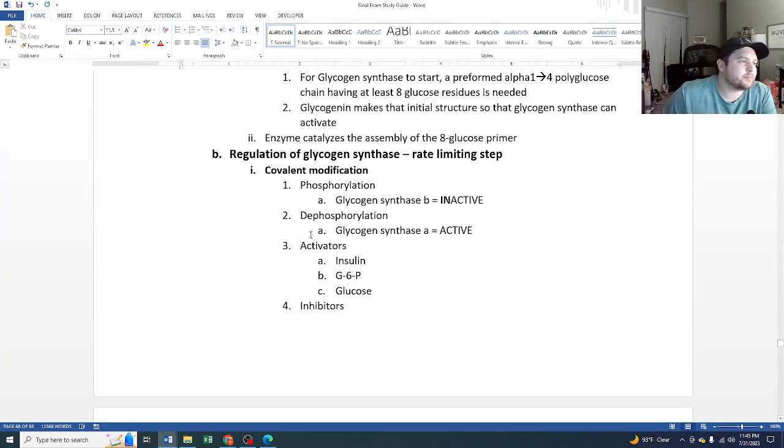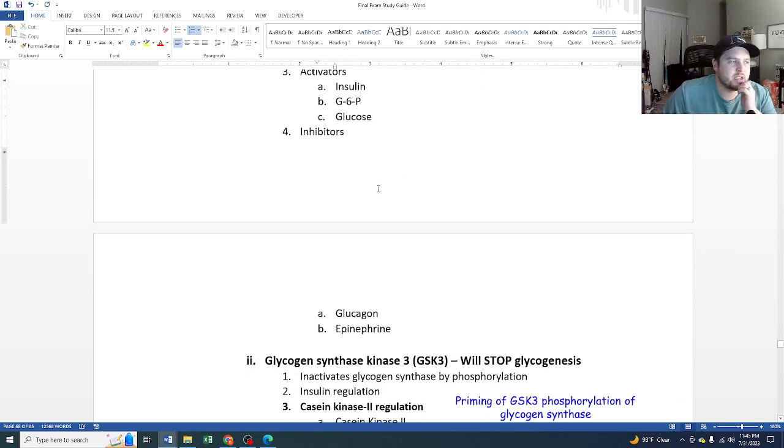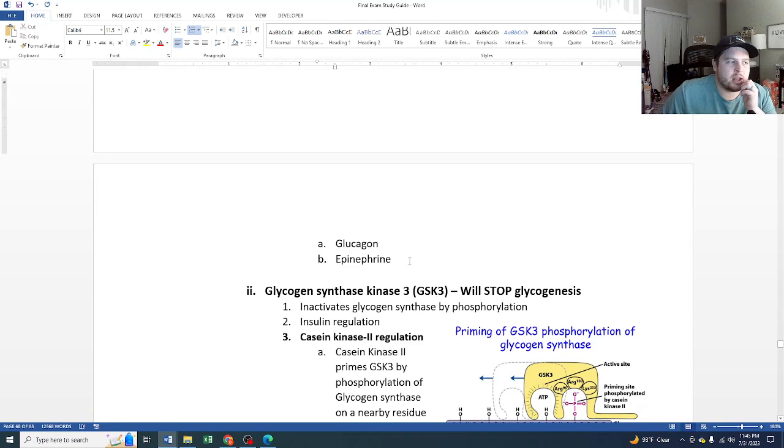Regulating it, due to covalent modification: phosphorylation, glycogen synthase gets inactive. Dephosphorylation, glycogen synthase is active. Things like insulin, presence of G6P and glucose are all activators. The inhibitors are glucagon and epinephrine.